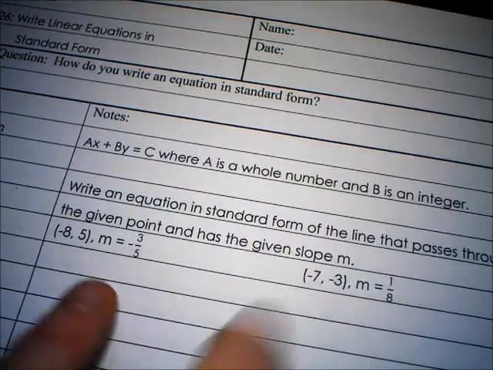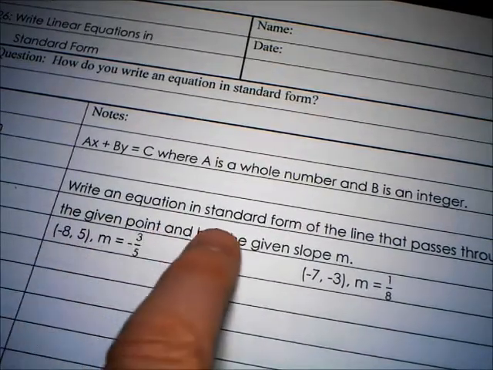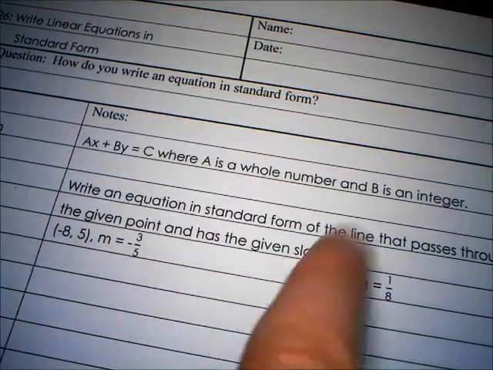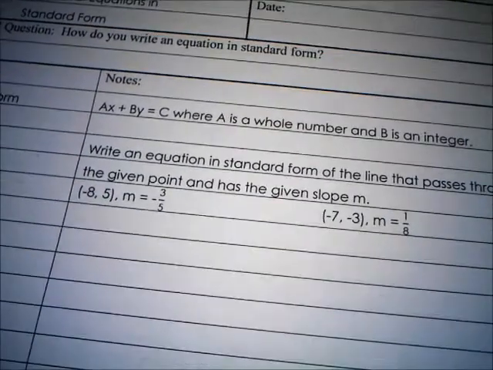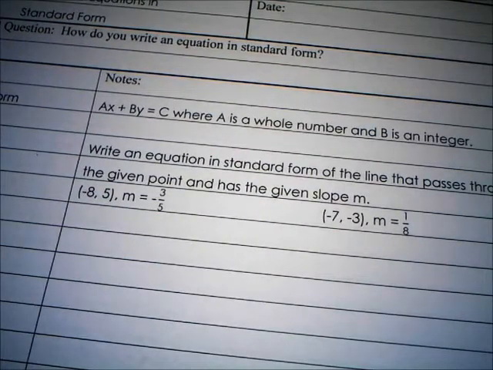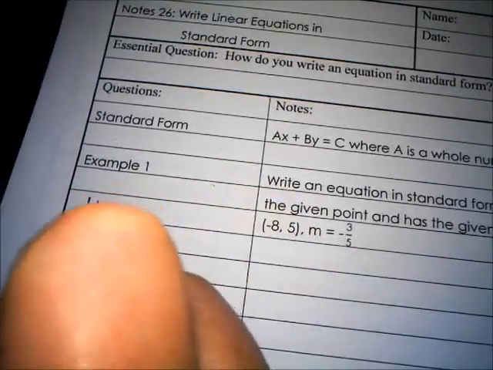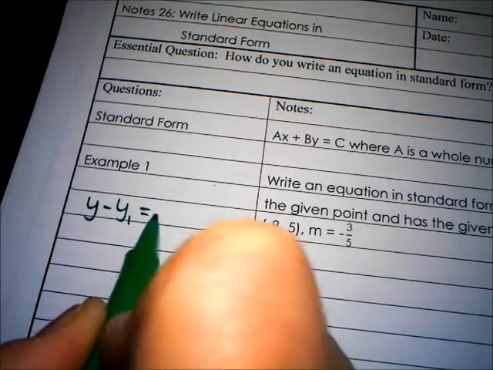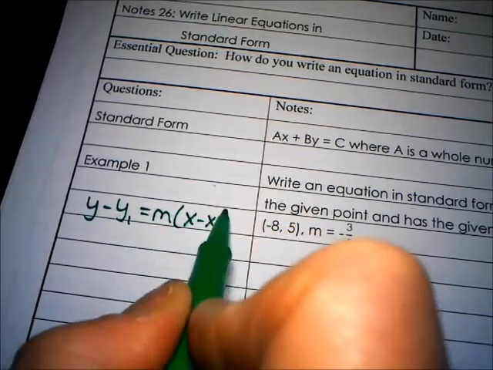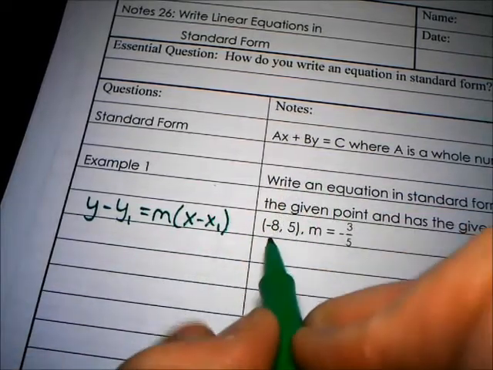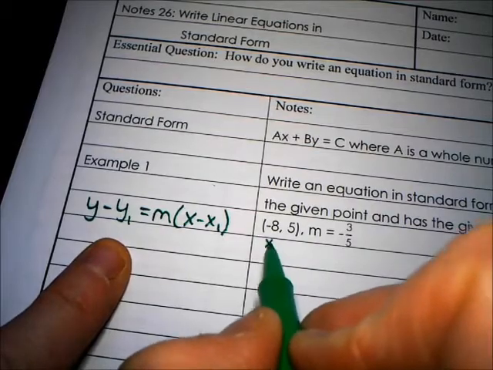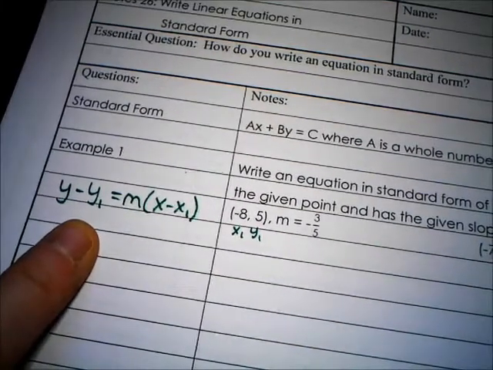For example 1, we have two of them here. It says write an equation in standard form that passes through the given point and that given slope. So we're going to start like what we did yesterday, writing it in point slope form, which I'll write on the side: y minus y1 equals m parentheses x minus x1. And I'm going to substitute these values into that equation, so I have x1 and y1 already.